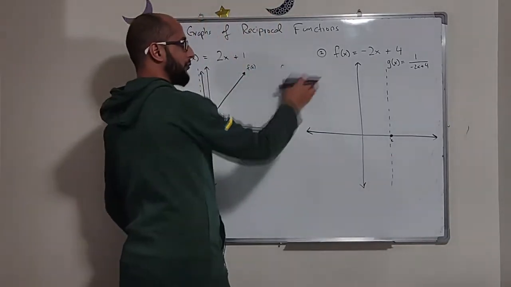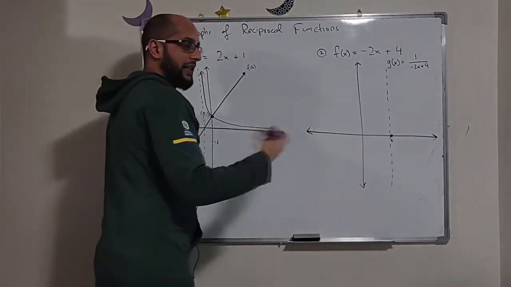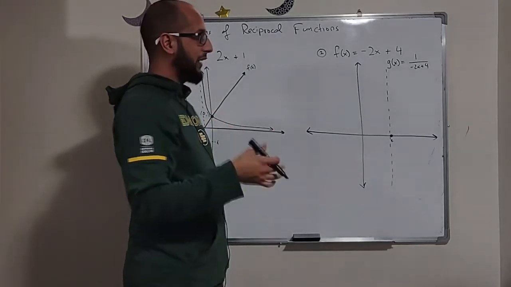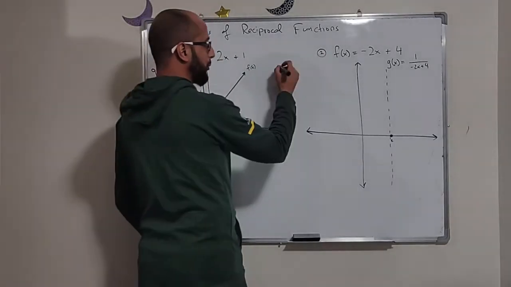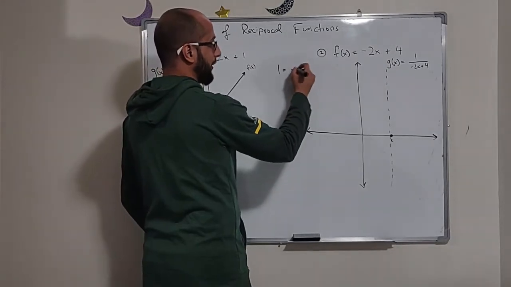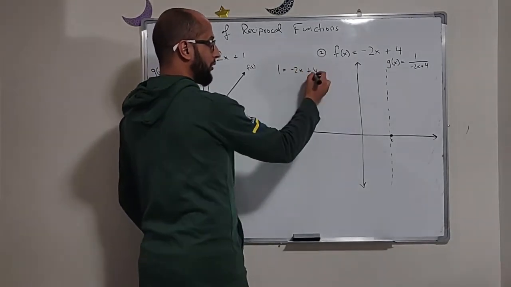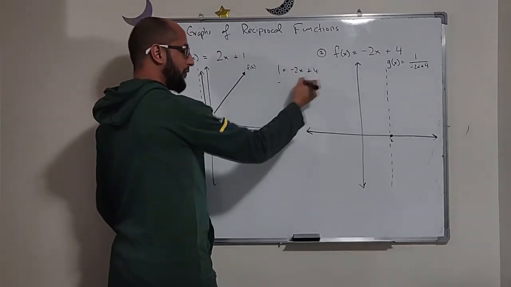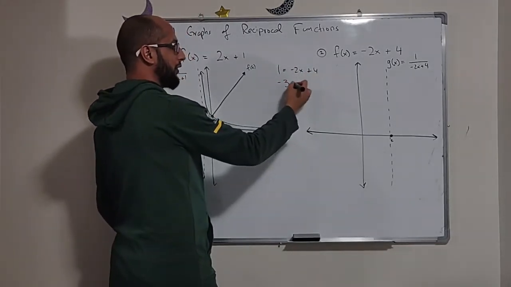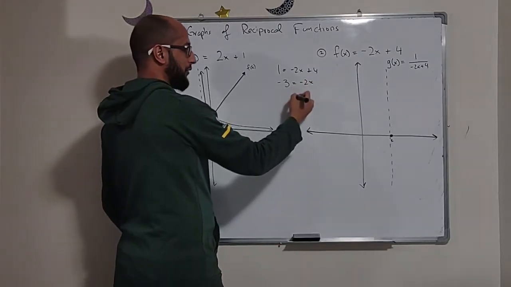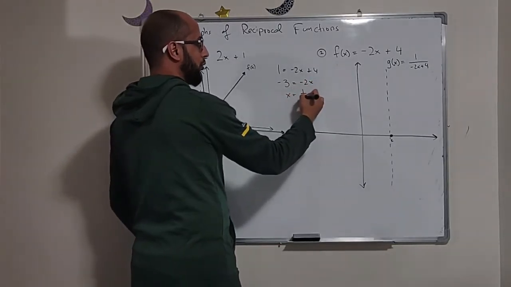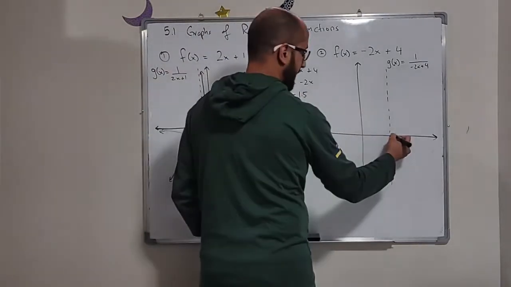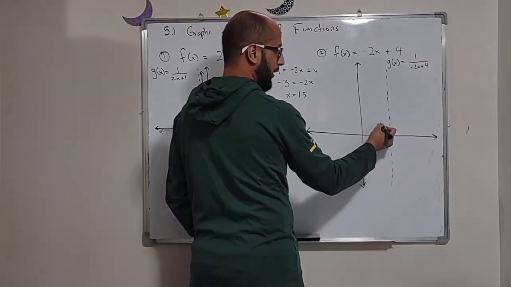I found the x-intercept. Now the second step is I want to find out where y is equal to 1 and negative 1. So I'm going to plug in 1 for the y value and get 1 equals negative 2x plus 4. Take the 4 to the other side, so 1 minus 4 will be negative 3. If I divide by negative 2, we'll get x is equal to 3 over 2, which is 1.5. So at x equals 1.5, the y value will be 1.